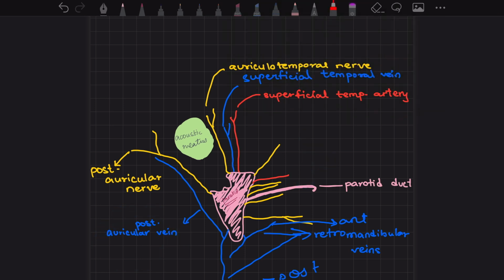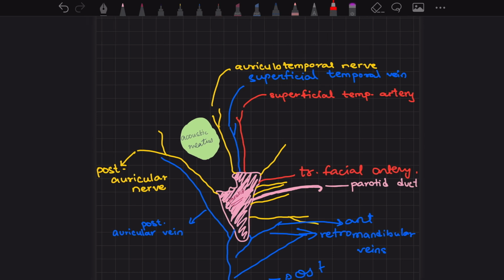Now let's move to the arteries. We have a superficial temporal artery just beside the superficial temporal vein. Then we have a second artery, which is the transverse facial artery. The transverse facial artery arises over here. Now we have a lot of nerves.